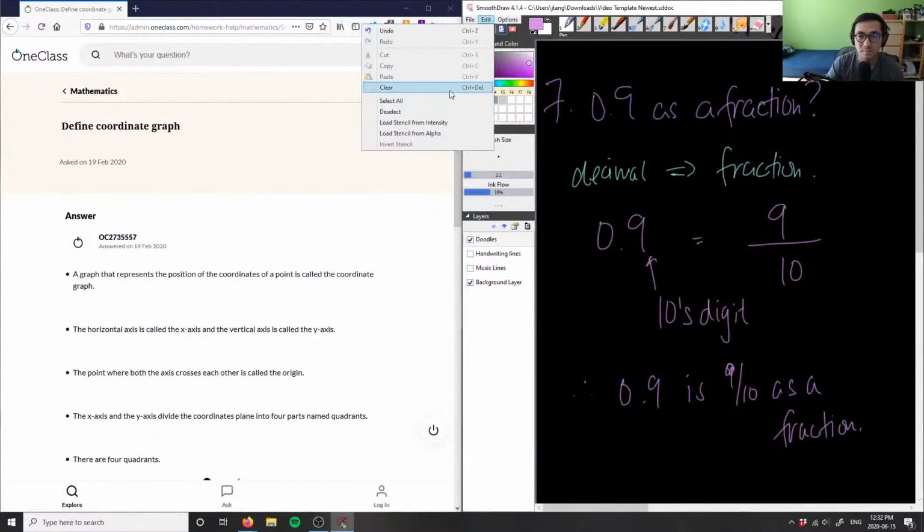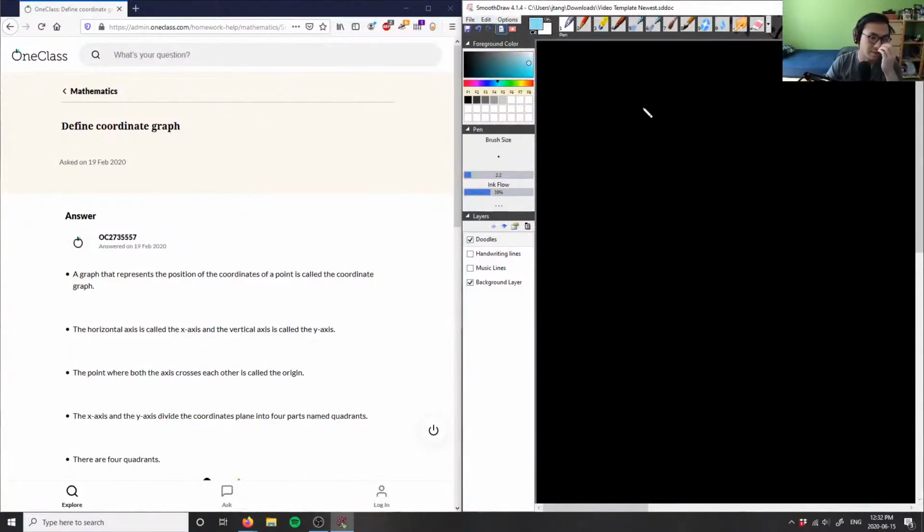Let's look at number 8. Number 8 is asking us to find coordinate graph. So in a coordinate graph, what do we have?